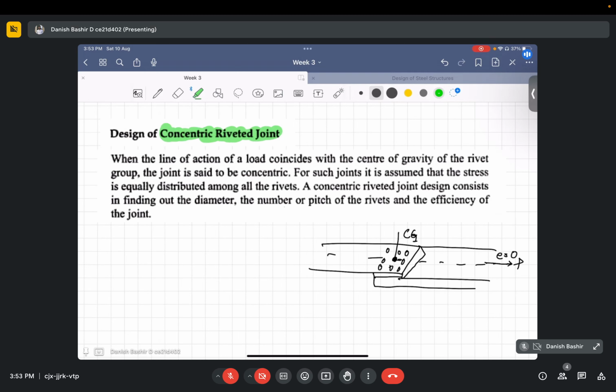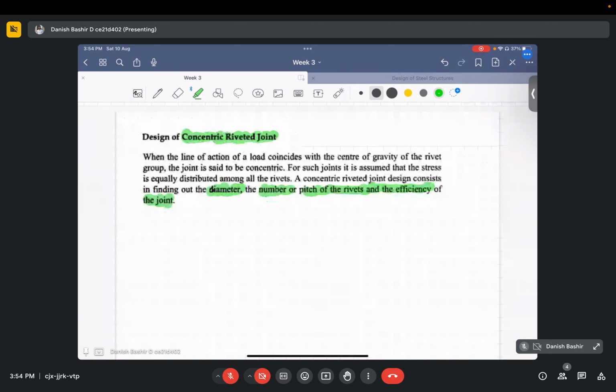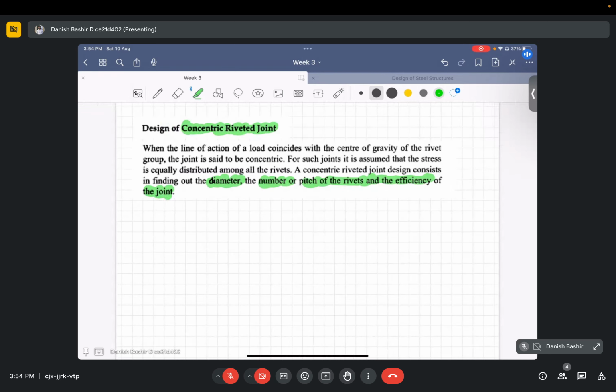Okay, so it is important because there is no eccentricity, so there will be no bending on the riveted joint. A concentric riveted joint design consists of finding the diameter, the number or the pitch of the rivets, and the efficiency of the joint. So let us start. In design problems, we will usually be given the thickness of the plates, and they will say to use either lap joint or butt joint. We have to find the diameter of the rivets and the number of rivets required.